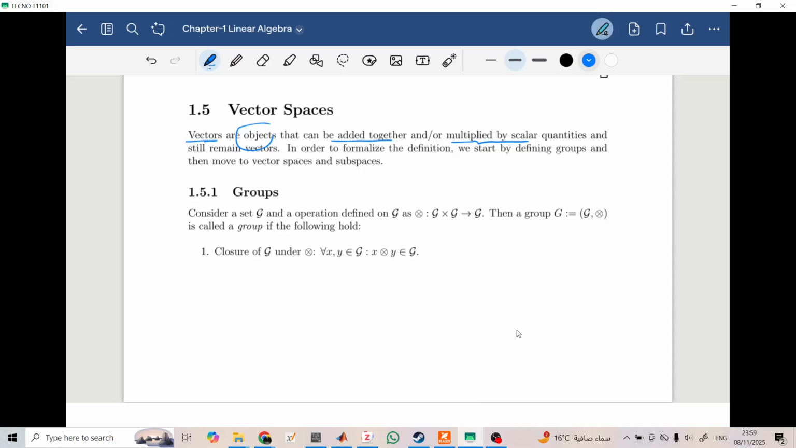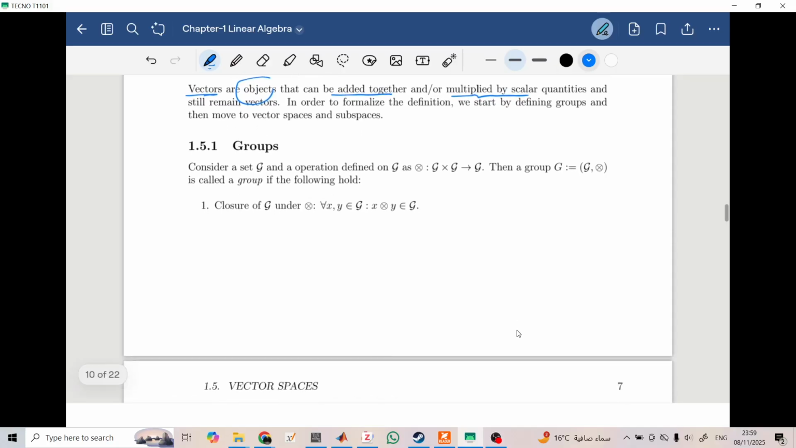So the first thing that we do is we define a group. First of all, a group is a special set. A set with a few properties.